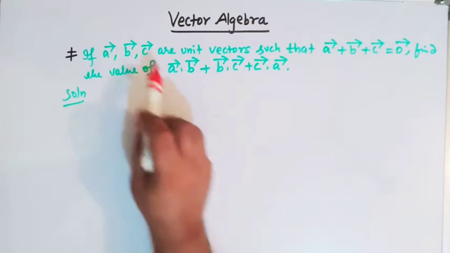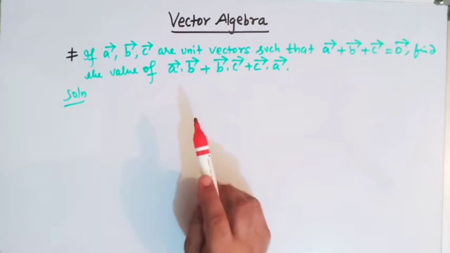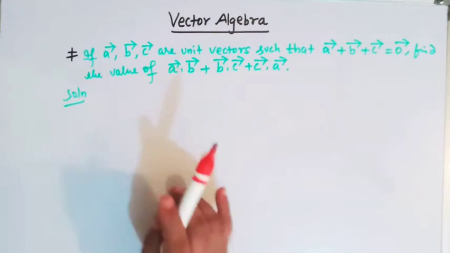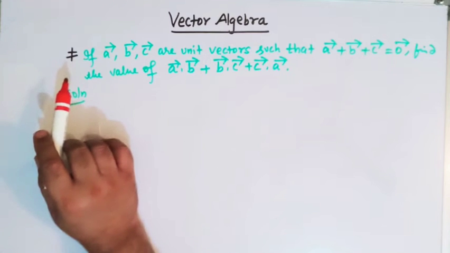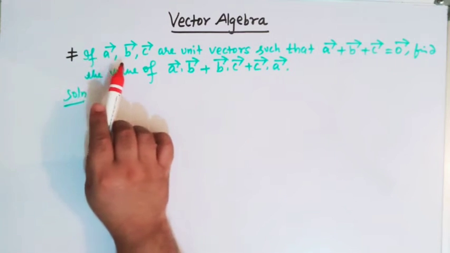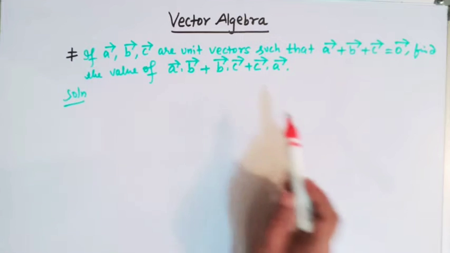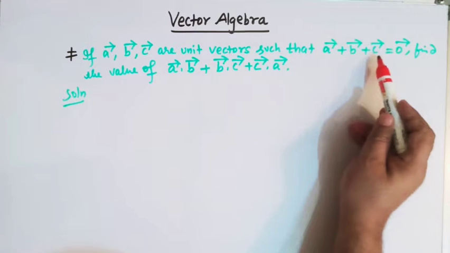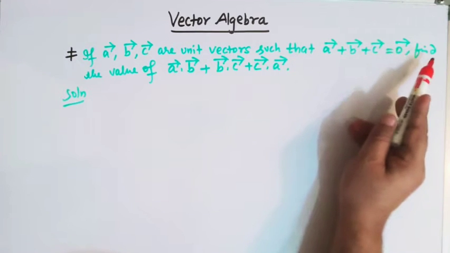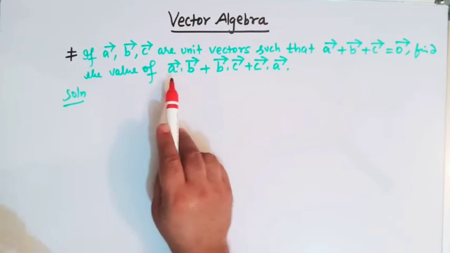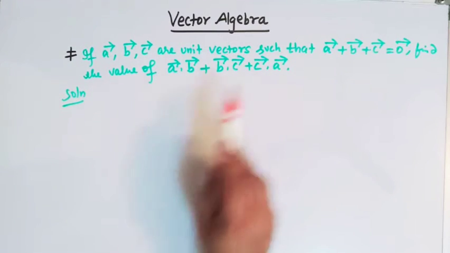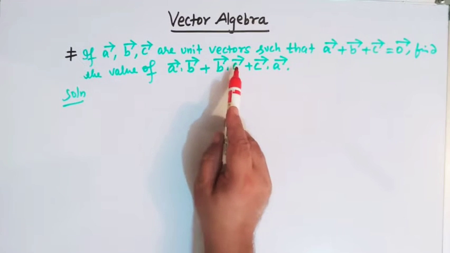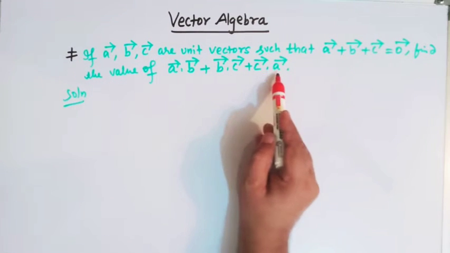Hello viewers, in today's class we are going to solve some important problems based on vectors. So the first problem is: if vector A, vector B and vector C are unit vectors such that the sum of the three vectors is equal to the zero vector, find the value of this expression: vector A dot vector B plus vector B dot vector C plus vector C dot vector A.